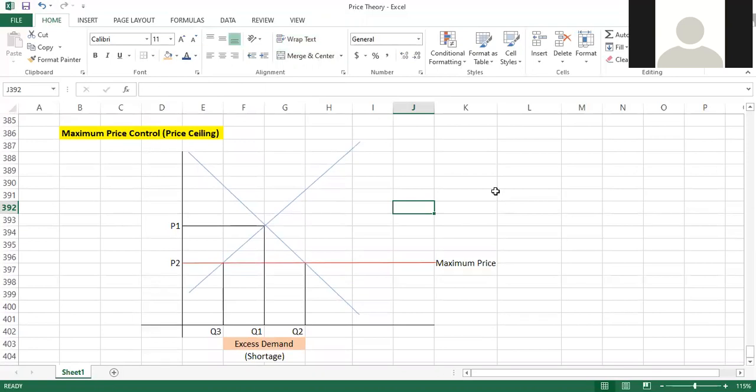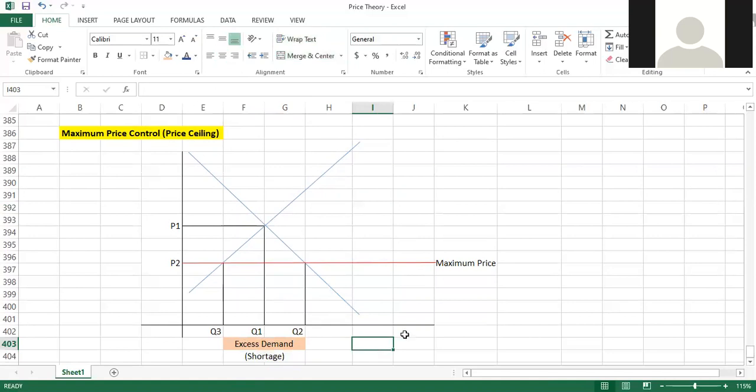Then unless the government takes some steps to control this shortage, what will happen? To implement the maximum price successfully, as soon as the maximum price is imposed, the government should definitely take steps to avoid the shortage, which is the immediate result. So this will definitely happen in the market, and the government should take some steps to control it. Otherwise, what will happen?